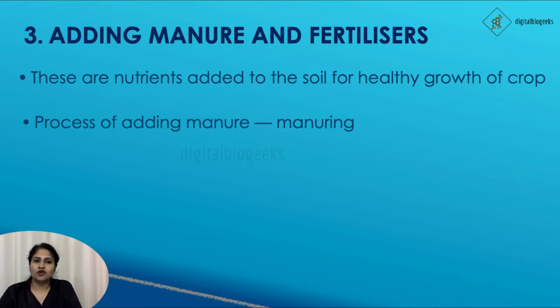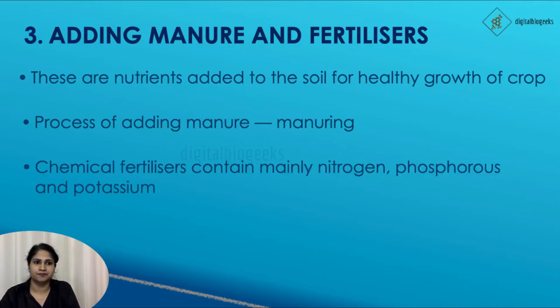Now the process of adding manure is called manuring. Manure is nothing but the organic substance we get from the decomposition of plant and animal waste. Farmers prepare this manure in the field itself. They dump all the plant and animal waste into an open area in the field and allow it to decompose by microorganisms. After that they get the manure and they use it in the field.